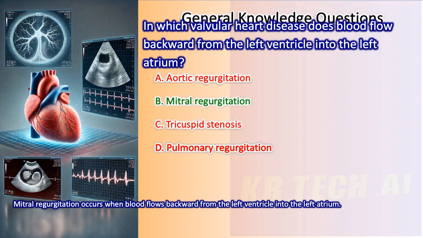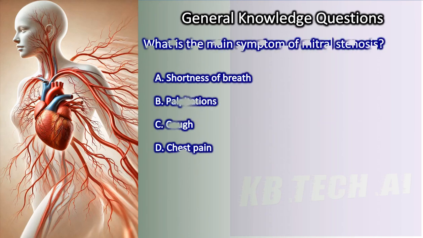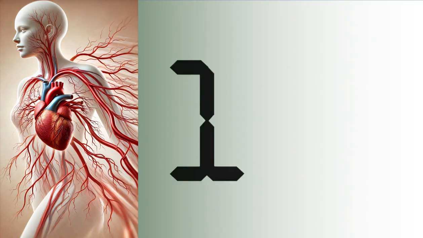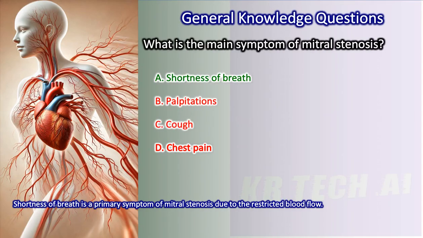Mitral regurgitation. Which is the main symptom of mitral stenosis? Option 1. Shortness of breath. Option 2. Palpitations. Option 3. Cough. Option 4. Chest pain. The answer is option 1.